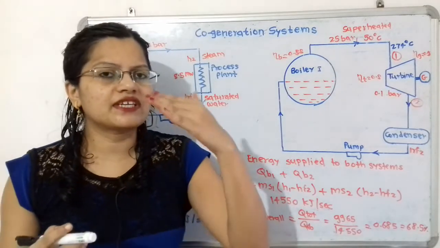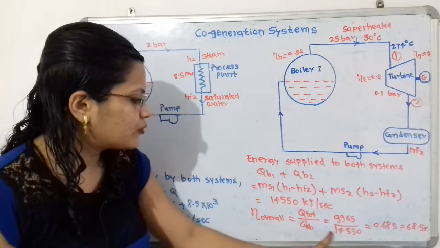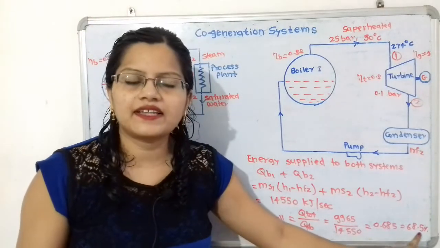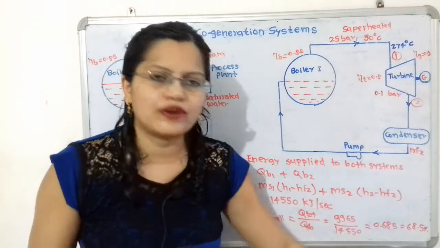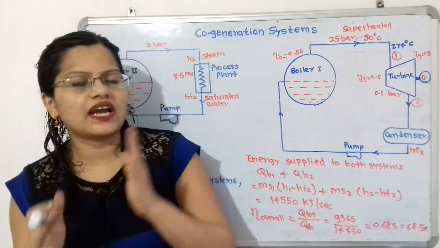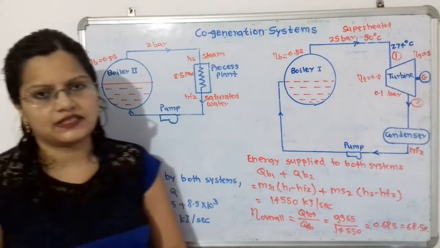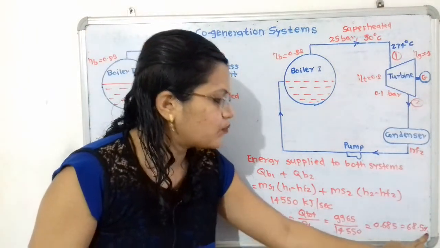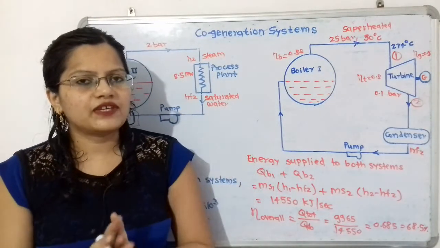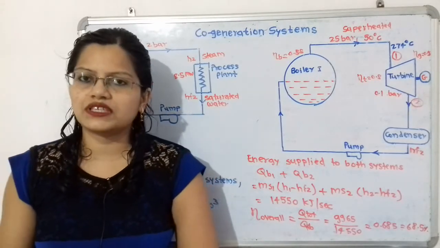Now how to calculate the overall efficiency? That is, efficiency is equal to output by input. So this output is 9965 and input is 14550. So this ratio is 0.685 and that is equal to overall efficiency 68.5%. Now if we compare the overall efficiency with cogeneration and without cogeneration, with cogeneration it is 84.5% and without cogeneration it is 68.5%. So from this we can say that the system efficiency or overall efficiency is getting improved with the help of the cogeneration system.